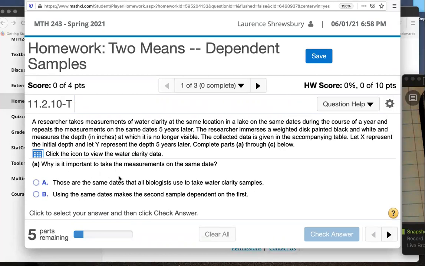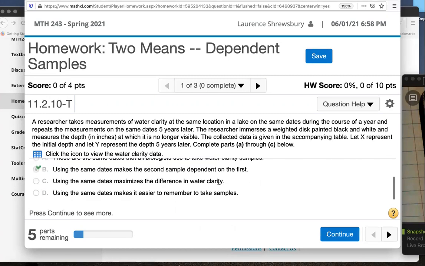Let's answer the first question. Why is it important to take the measurement on the same date? Those are the same dates all biologists use to take water. Oh, that's silly. Using the same dates makes the second sample dependent on the first. Yeah, that's true. But there are also other reasons, that the time of year, the clarity can be different. So you want to use the same time of year. But A is a bad answer. B is a decent one. Oh, gotta click on continue.